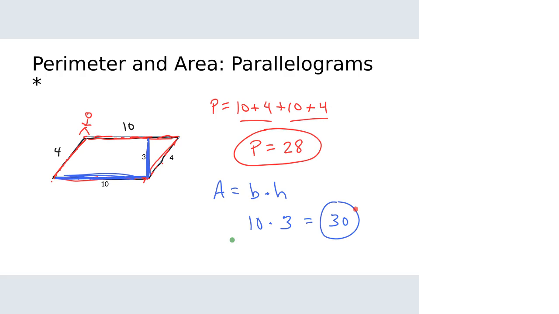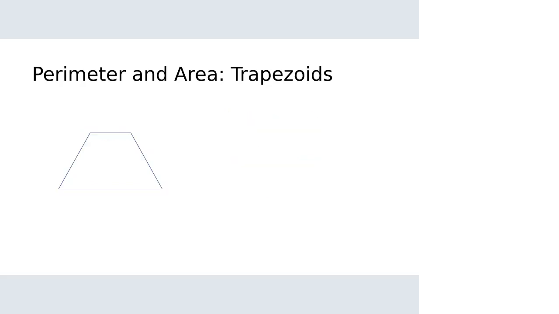All right, one more shape. We'll take a look. Trapezoids. We're going to do perimeter and area of a trapezoid. You can kind of see that there's something going on here with that diagonal that's kind of like the parallelogram. And similar to the parallelogram, the height is going to be really important for us.